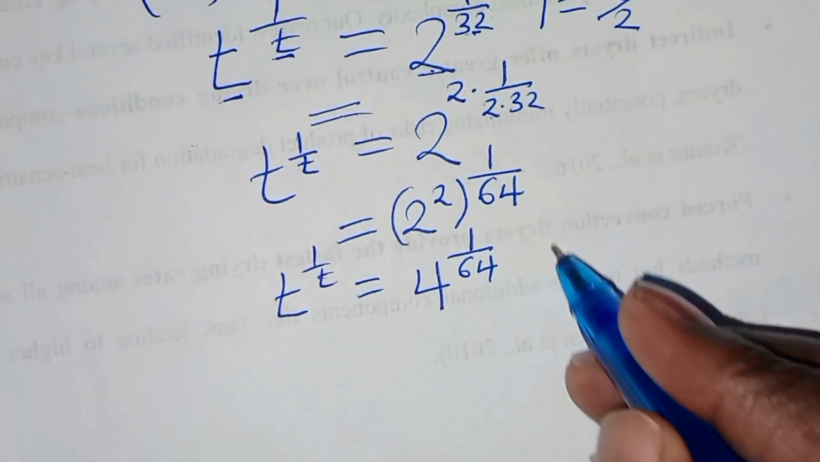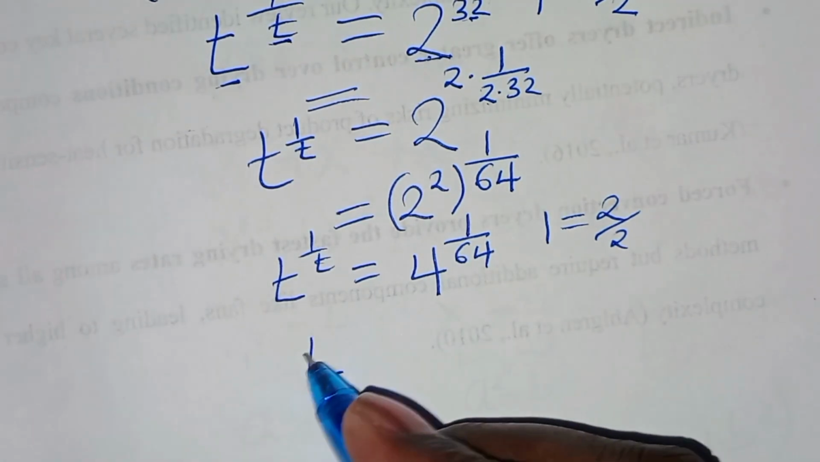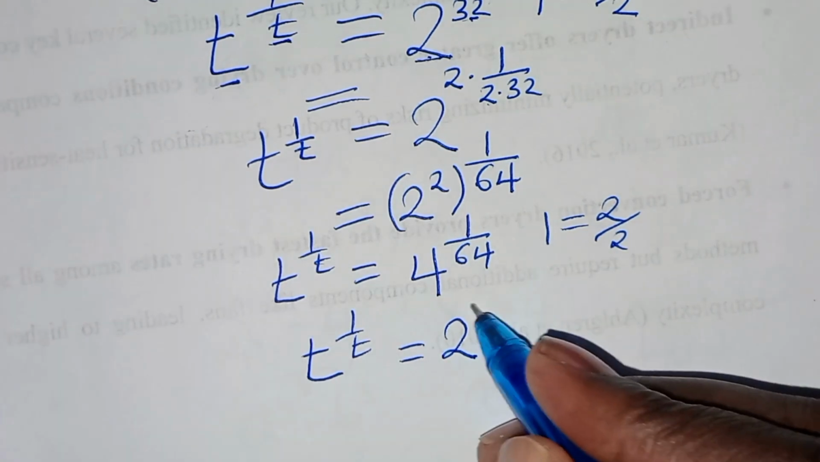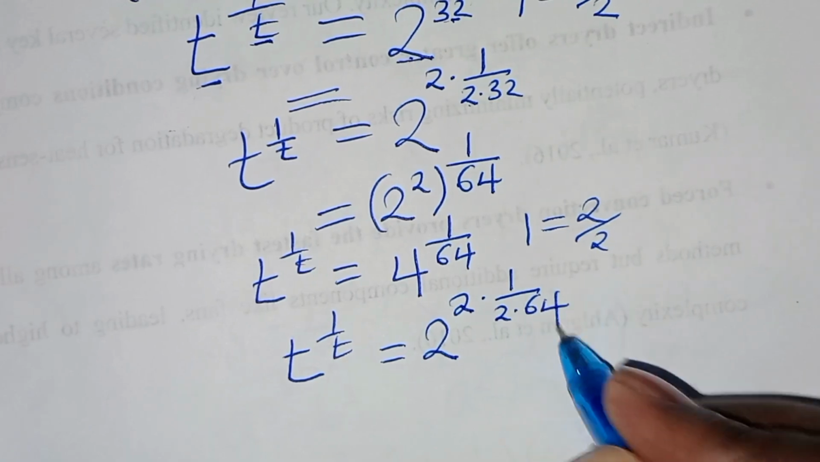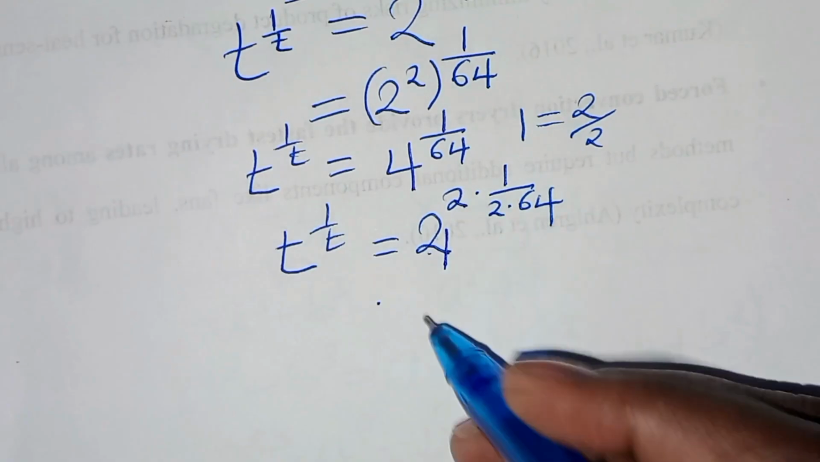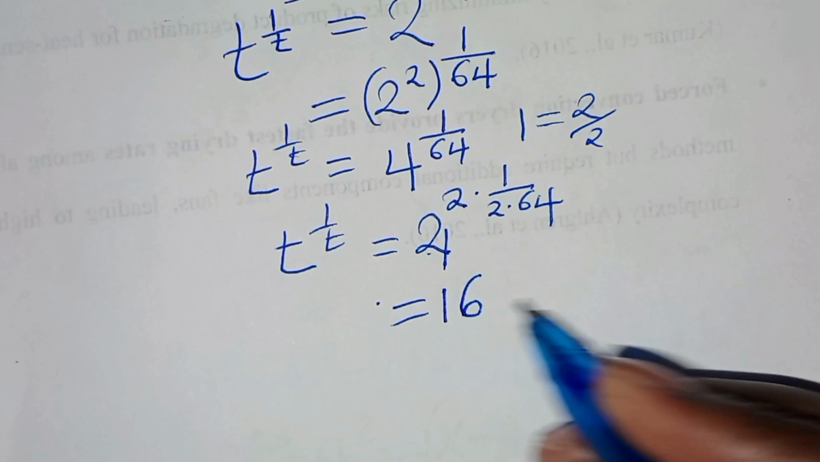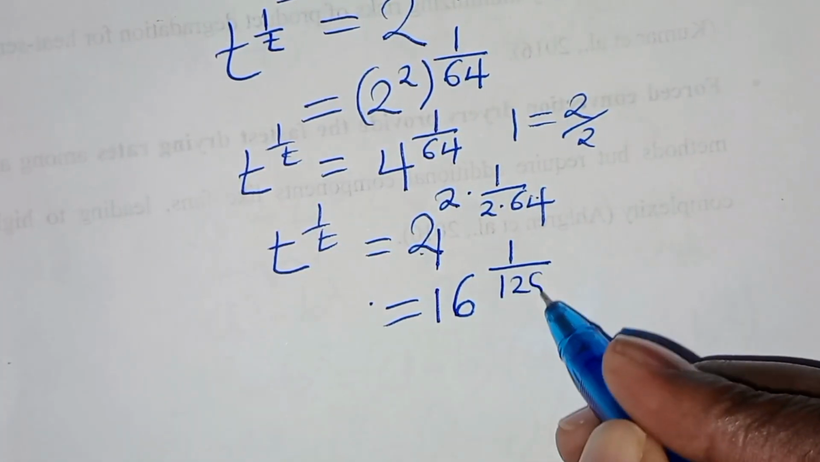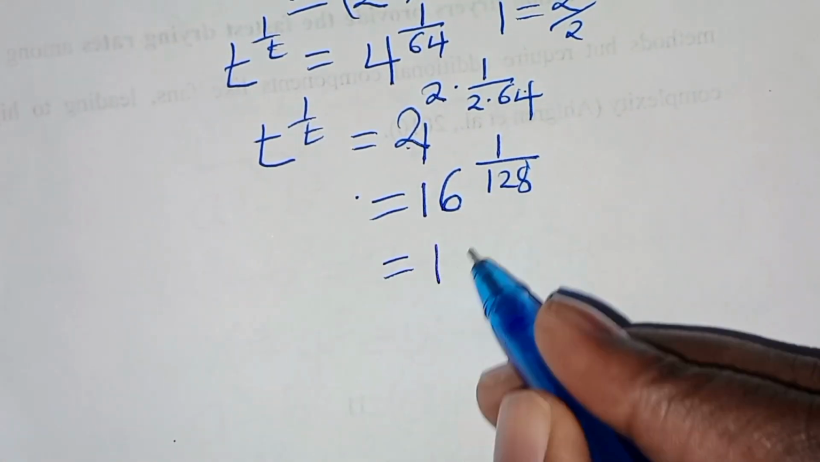So let's proceed. We can express 1 as 2 over 2, and therefore here t to power 1 over t is equal to 2 to power 2 times 1 over 2 times 64. So in this case, we have 4 to power 2, this is 16, raised to power 1 over 64 times 2, which is 128. So we have 16 here.